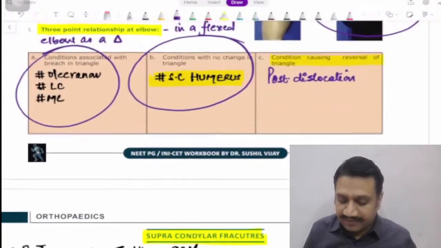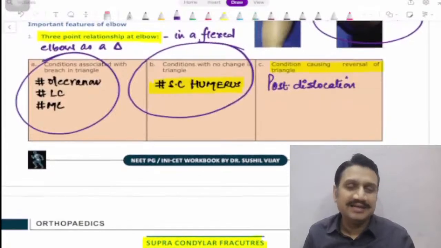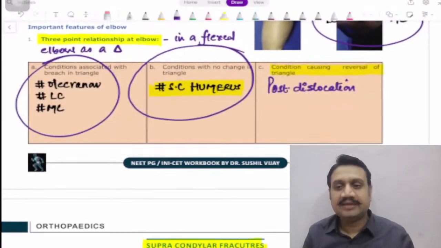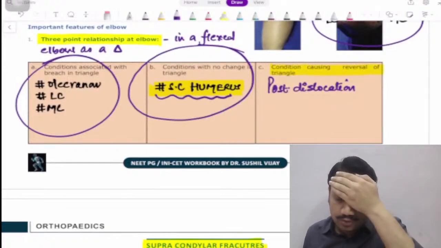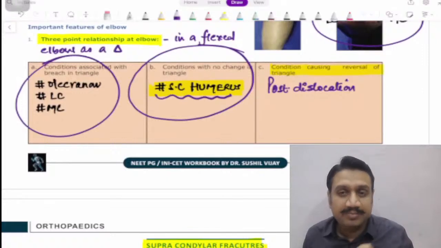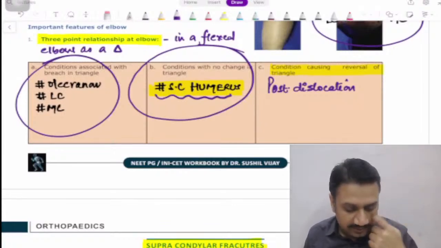So supracondylar fractures are one of the most important entities around the elbow area. Do remember these conditions. Don't try to mug them up. Please understand the 3-point relationship we have. All right, so this is about the 3-point relationship.